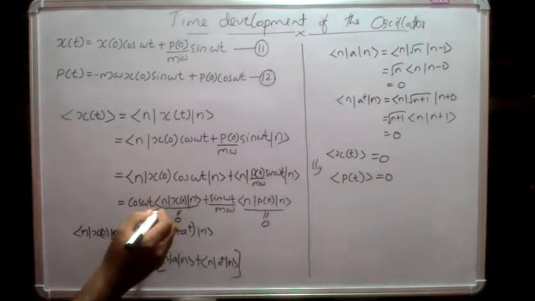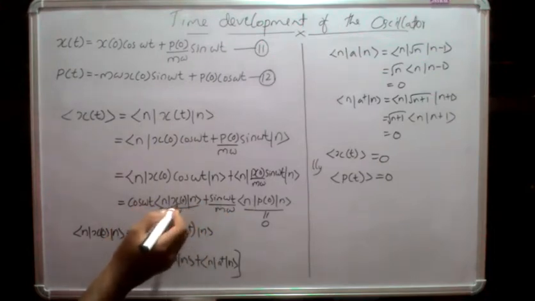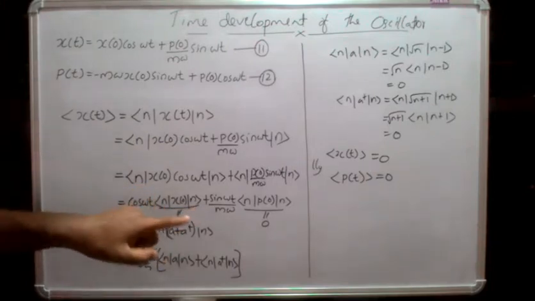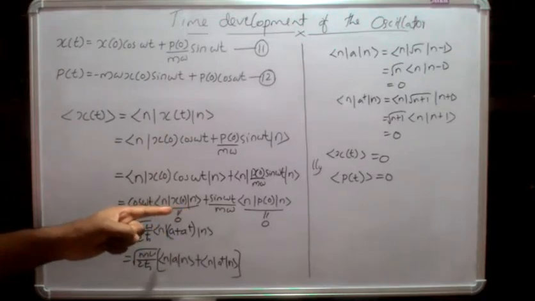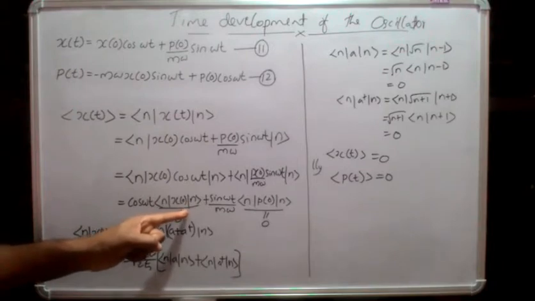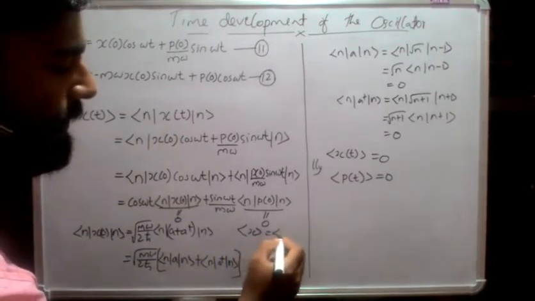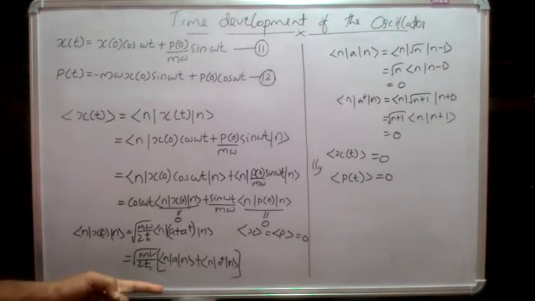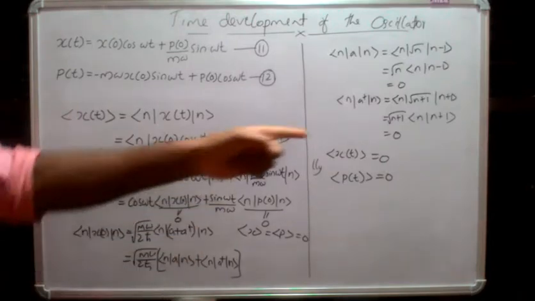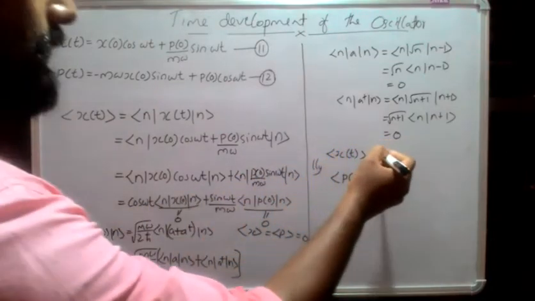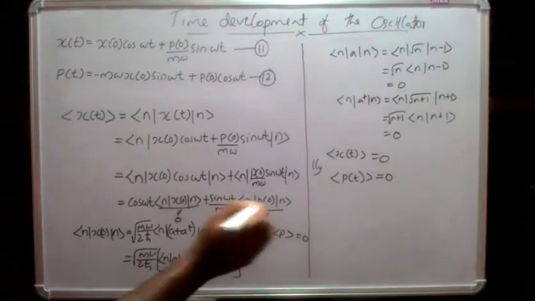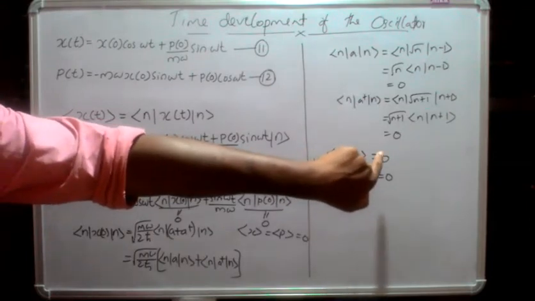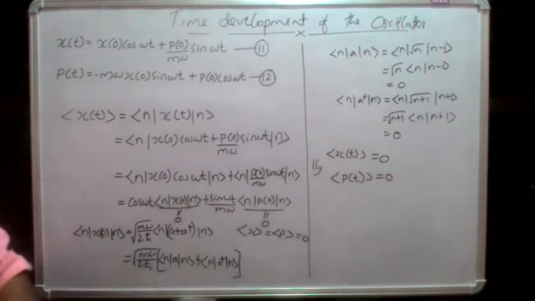Okay, and in previous classes we have proved that <n|x|n> equal to 0. We used to consider the expectation value of position at time t equal to 0, and the expectation values of x and p we got as 0. I just explained here also why these are getting 0, and you can verify once again. I'm not going to explain it. Finally we will get that is equal to 0. This term is 0, and this term is also equal to 0. So the expectation value of the position operator as a function of time is equal to 0, and the momentum operator as a function of time is equal to 0.